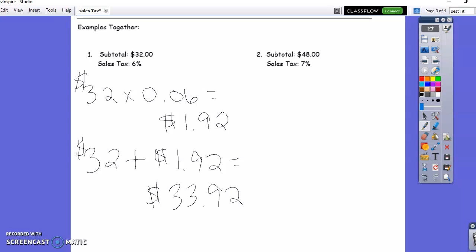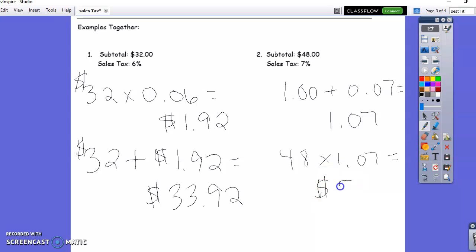Now on number 2, we're going to use method 2. So we are going to take our subtotal which is $48. That's 100% of what we're paying. And then we also have to pay 7% on top of that. So 100% as a decimal is 1.00. 7% as a decimal is 0.07. So then if I add those together, my tax rate is 1.07. So I'm going to take 48 times 1.07, and I get $51.36.